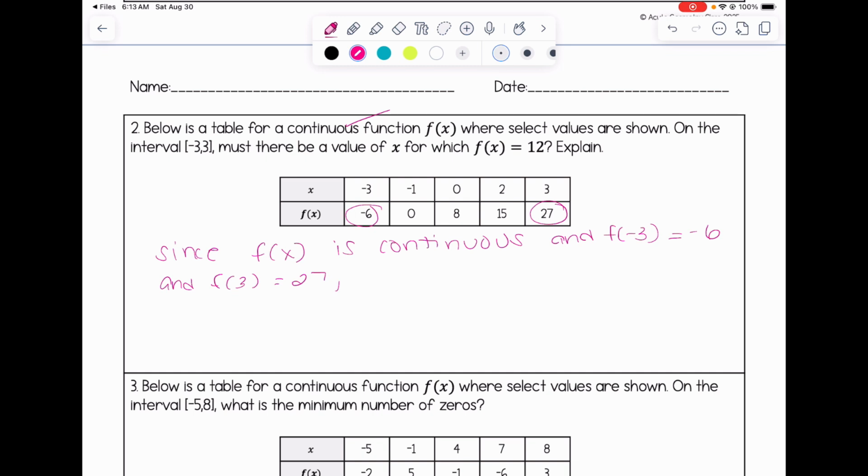And let's think about those two outputs. We're being asked in this problem about 12. Is 12 between -6 and 27? Yes. So that verifies that there must be a value x where f of x equals 12 according to the intermediate value theorem.